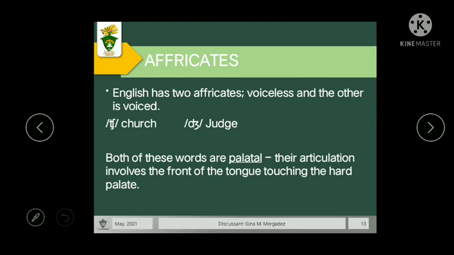Now let's proceed to the affricates. English has two affricates, one voiceless and the other voiced. So we have the ch as in church and j as in judge. Both of these sounds are palatal. When we say palatal, their articulation involves the front of the tongue touching the hard palate.